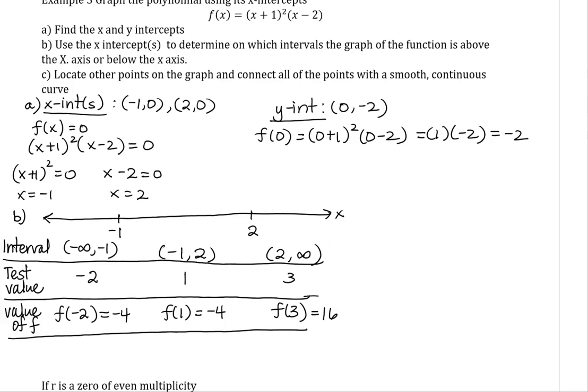So now that we know these values, we are able to say what the location of the graph is. Well, a negative value means that we are below the x-axis.